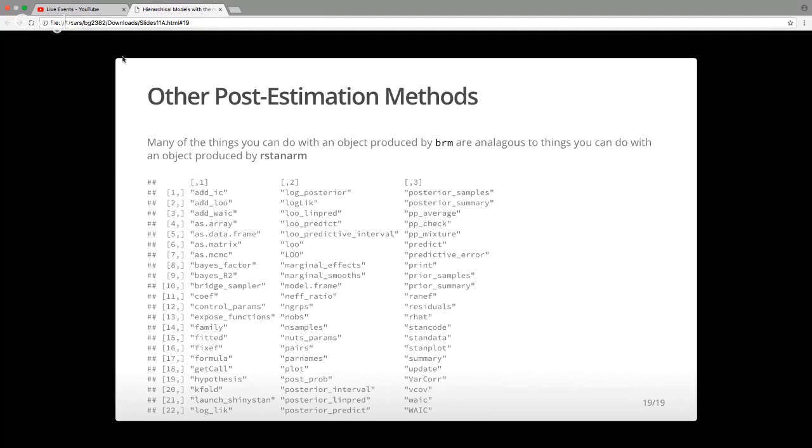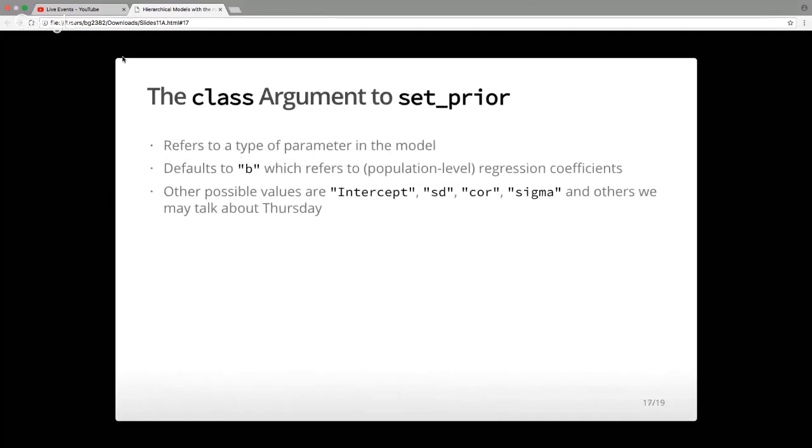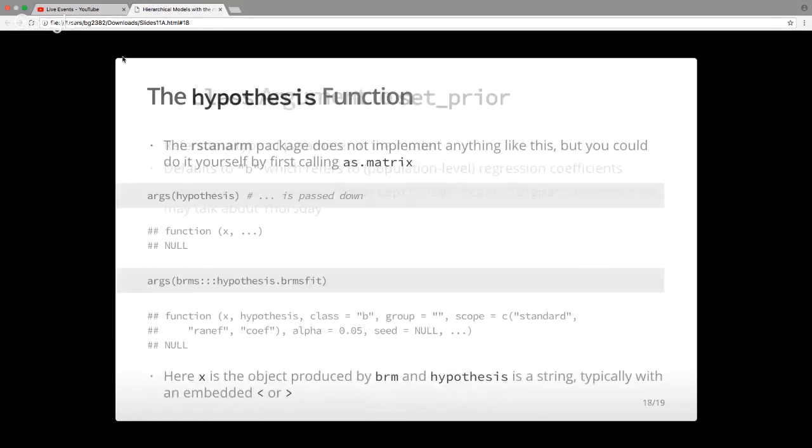bridge_sampler, you can use post_prob or whatever to get posterior probabilities on models. All these sorts of things that you could do with rstanarm output, you can basically do with output from brm, and maybe a few additional things, but we'll have to talk about those on Thursday when we actually do an example from start to finish using the brms package.